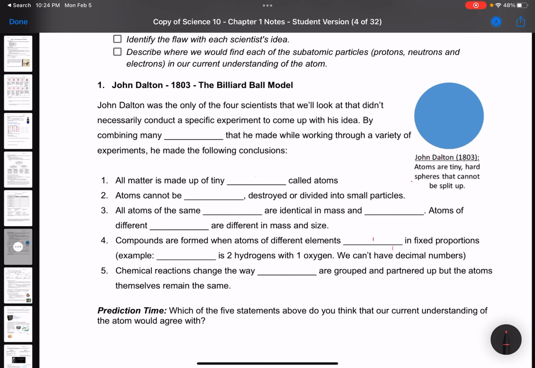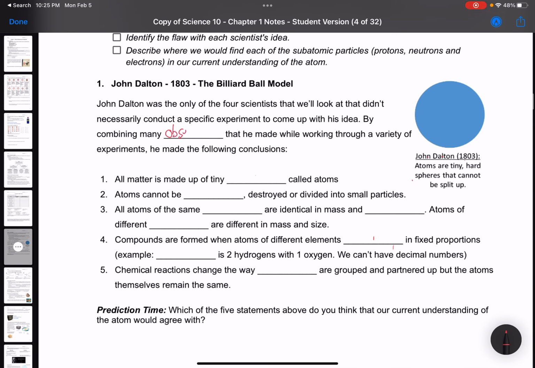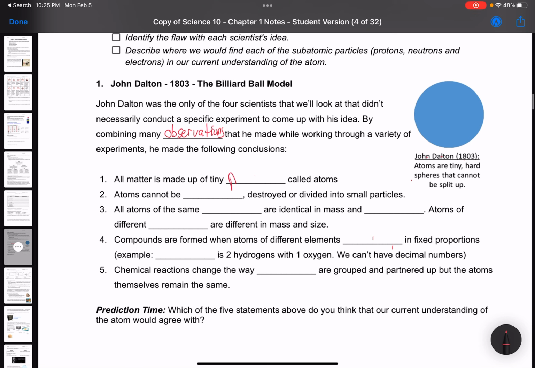Through a variety of different experiments and observations that he made, he came up with the following 5 ideas. So let's fill in this first blank here. By combining many observations, he was able to come up with these conclusions. Out of these 5 conclusions, once I've explained what he thought for each one, I'll get you to pause the video, answer the prediction at the bottom as to which ones you think may still be correct, and then after that, we'll go through the answer to that as well.